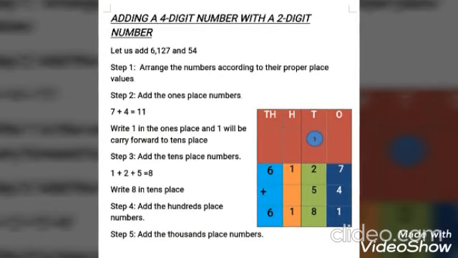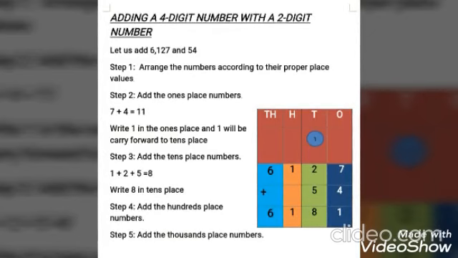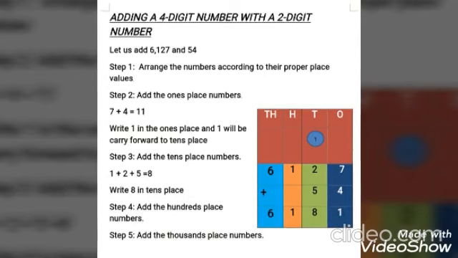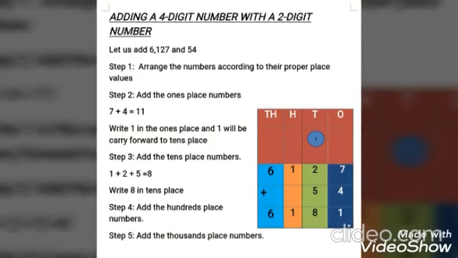Now in step 2, what you will do after arranging the numbers? You will add the numbers which lie under one's place. So let us start adding the numbers which lie at one's place. So 7 plus 4 is equal to 11. Isn't it, my dear children? So 1 I will write under one's place and 1 will be carried forward to 10's place. Clear? Okay.